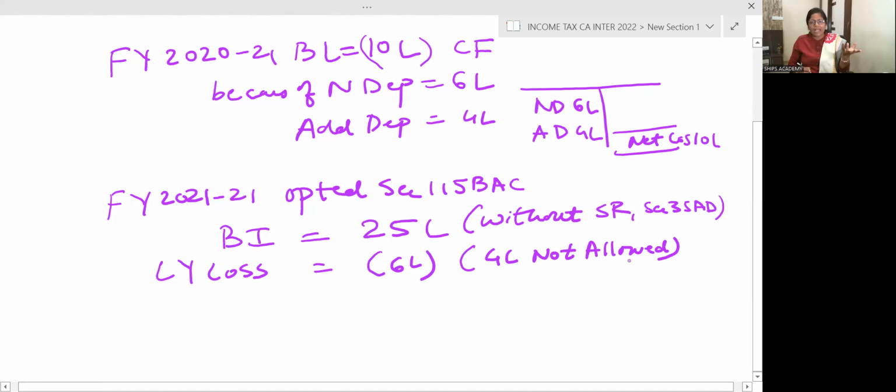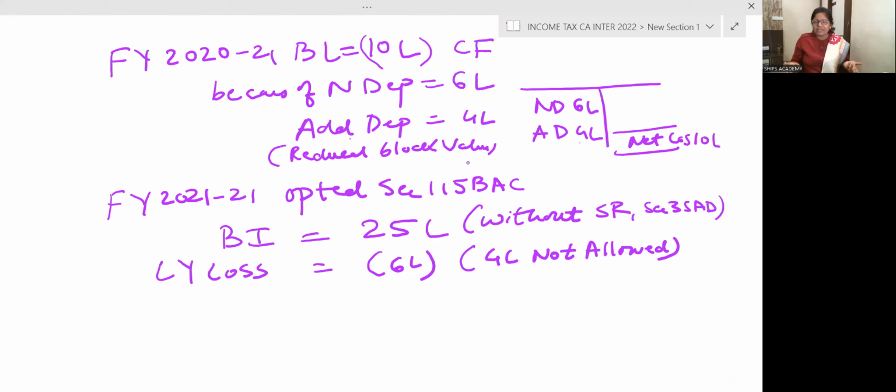So ma'am, then that 4 lakhs loss did occur, no? We have debited it in the P&L account. And listen, dear students, when you debit depreciation in the P&L account, have you reduced the block value or not? Tell me. Additional depreciation 4 lakhs. If you want, you write here: reduced block value. When you charge depreciation, you reduce the asset value and put it in the P&L. Now this 4 lakhs is lying as it is and you have decided to go for 115BAC. You are moving to the new zone.